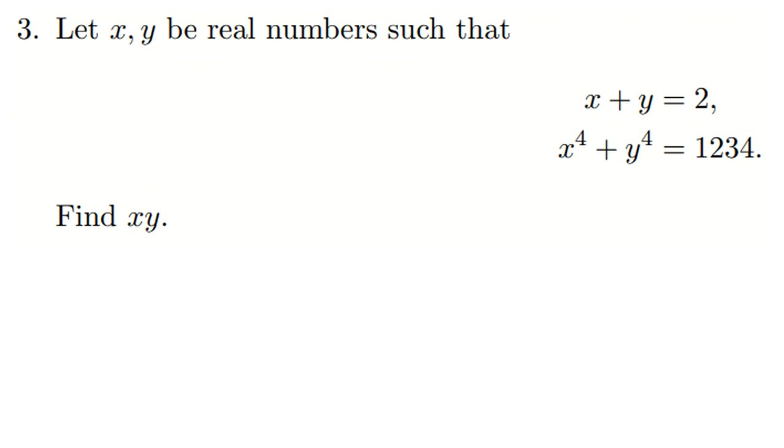Hi, in this video we want to solve the third problem of the Stanford Math Tournament 2019, an algebra problem: two equations, two variables, but a little different because we have fourth powers. x plus y equals 2, x to the power of 4 plus y to the power of 4 equals 1234. x and y are real numbers and we want to find x, y.